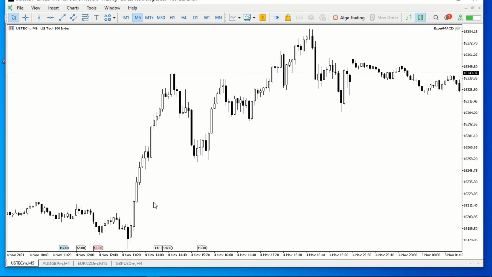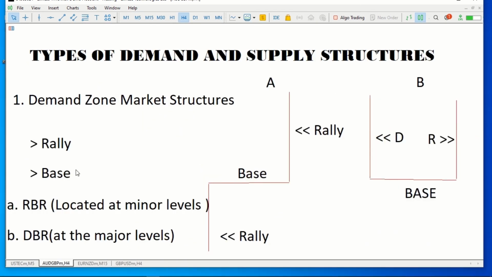So my people, these are the two types of demand zone market structures. Don't forget, the first one is rally base rally, which is uptrend, demand, uptrend. The second type is drop base rally, which is downtrend, demand, uptrend. And don't forget, the first type is where demand is located at the minor zones, and the second type is a situation whereby demand is always located at the major levels. In my next video, I will come out with a continuation of supply zone market structures.